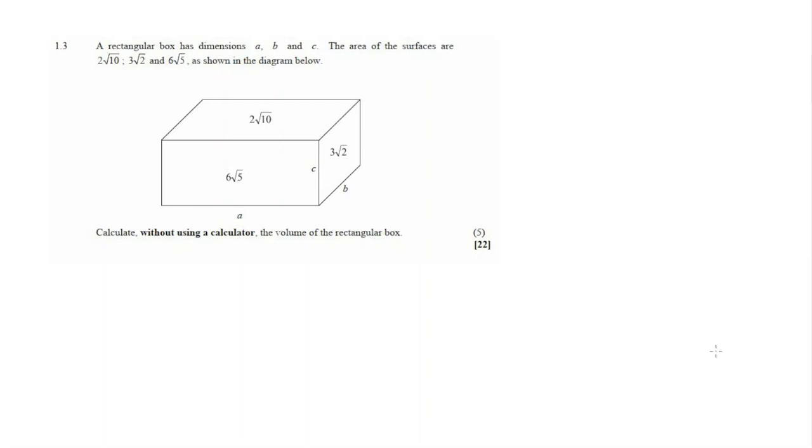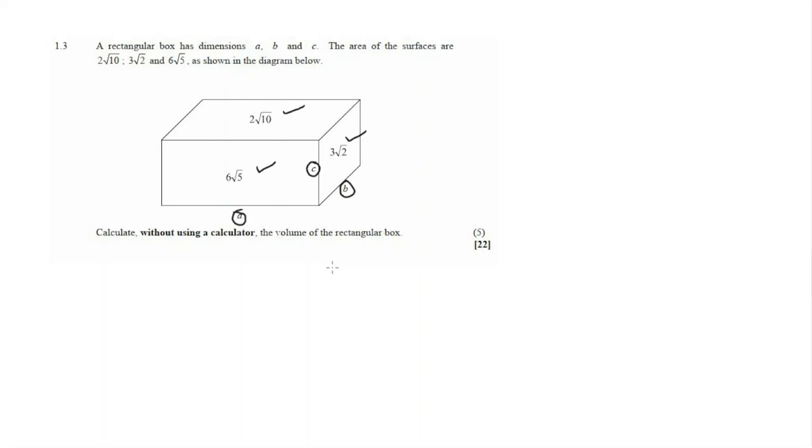Right, now 1.3. We are given a rectangular box with dimensions a, b and c. The areas of the surfaces are 2 root 10, 3 root 2 and 6 root 5, as shown in the diagram below. Calculate, without using a calculator, the volume of the rectangular box. We want the volume of the rectangular box.